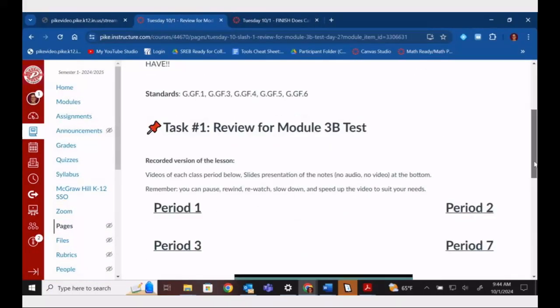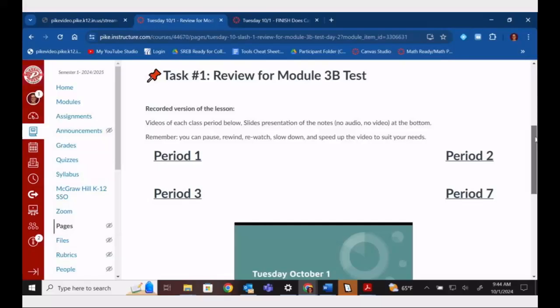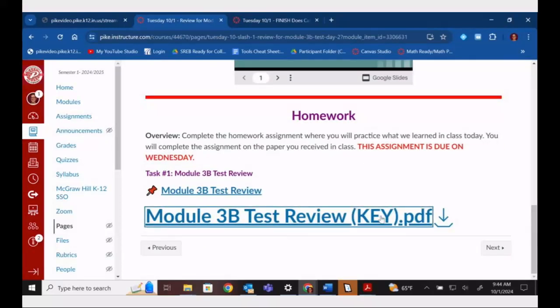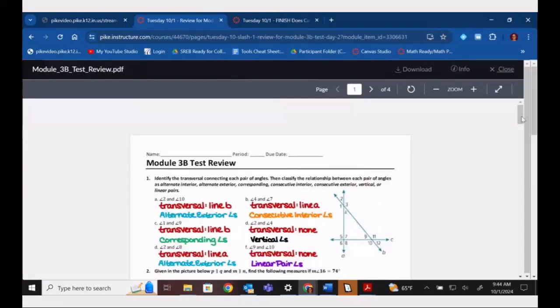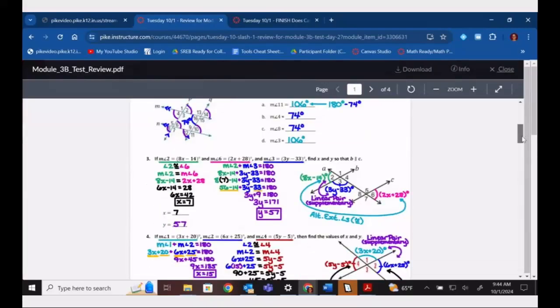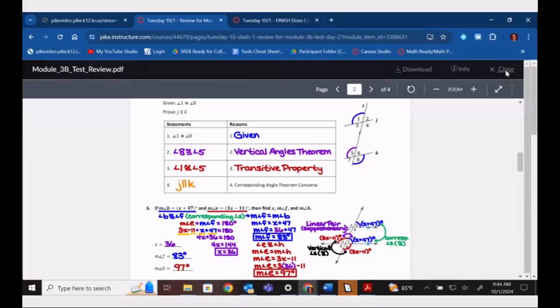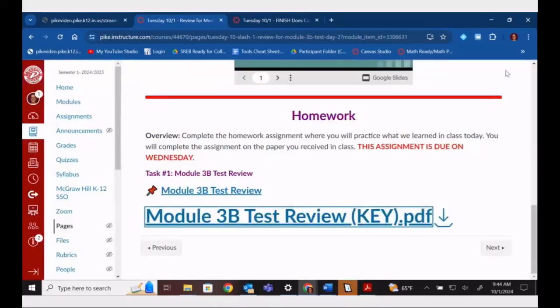As you scroll down, this is where the videos will be later today after I'm done taking all the videos for all the classes. Down at the very, very bottom of the page is the answer key for the test review. Has all of my work for every single problem. You guys will be turning this in tomorrow, so please make sure that you have it completed.